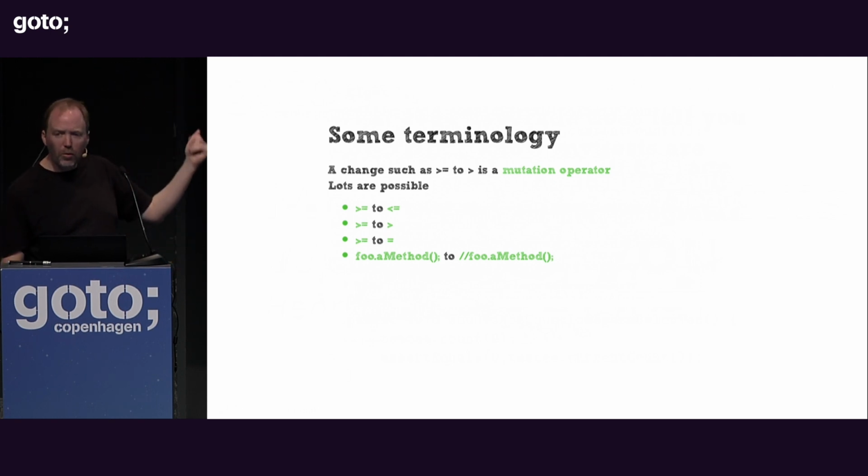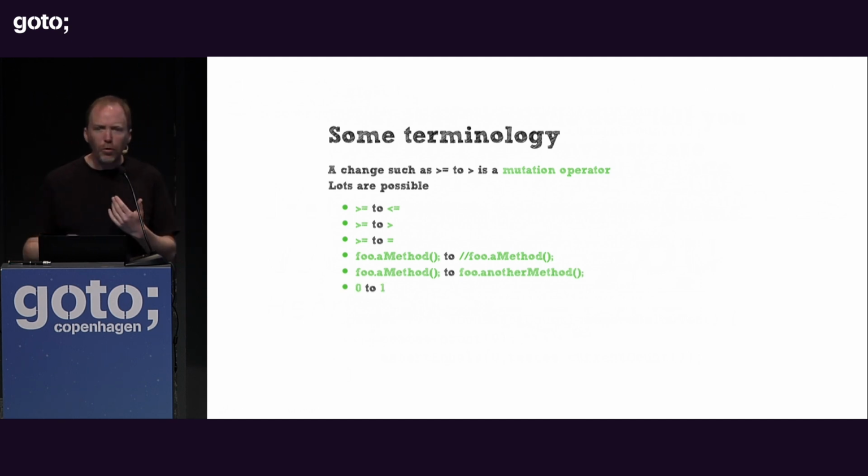We could take one method call and just get rid of it. We could switch it for another, change zeros to ones. Really, any small change to the code you can imagine could be a mutation testing operator. It might not be a good one, but it could be one. Etc., etc. Lots of possibilities.